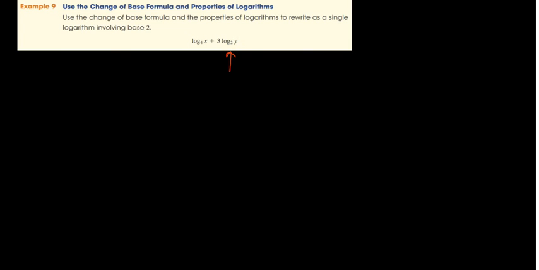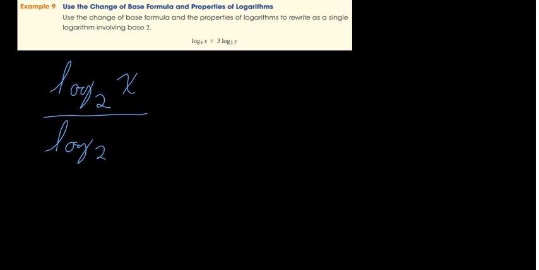So if I want to rewrite this in a log base 2, I need to rewrite the first term with the base of 2. So I can rewrite that as a log, my new base is 2, log base 2 of my old argument, which was x, divided by log base 2 of my old base, which is 4. That's going to be plus 3 log base 2 of y.